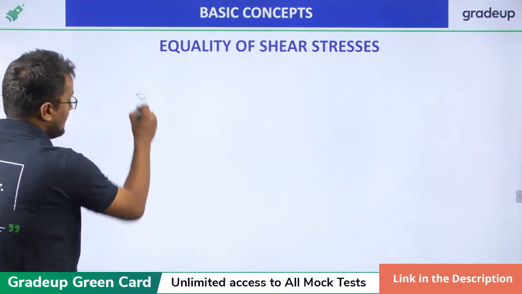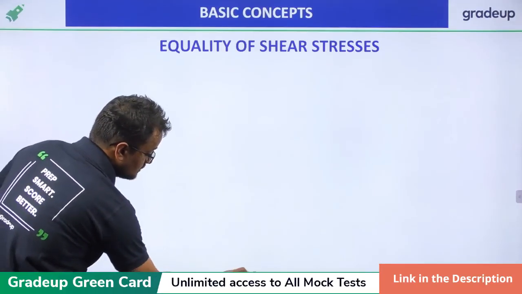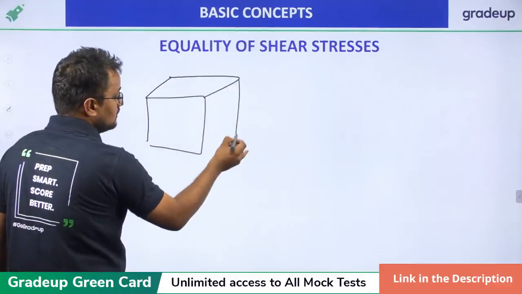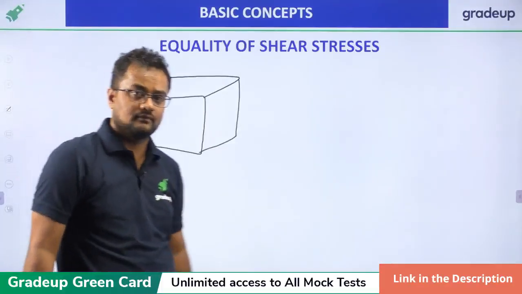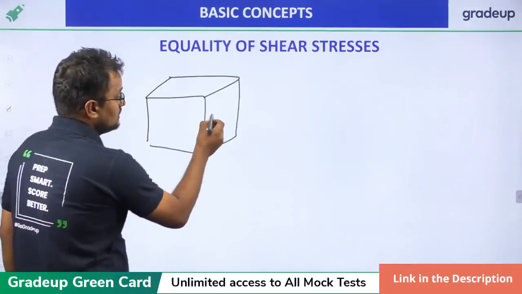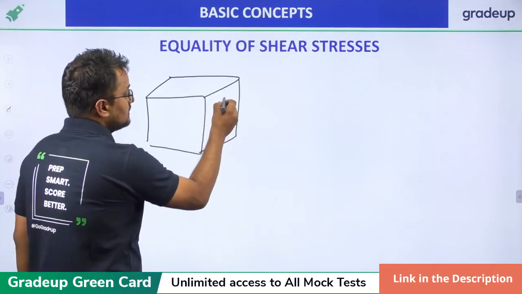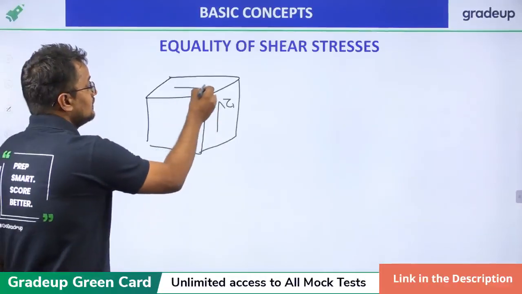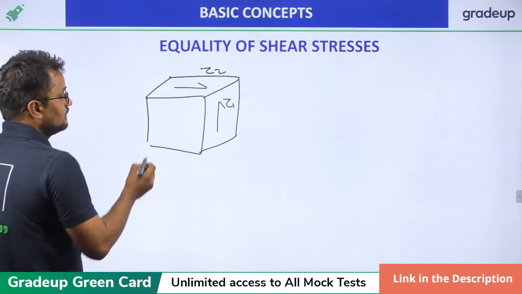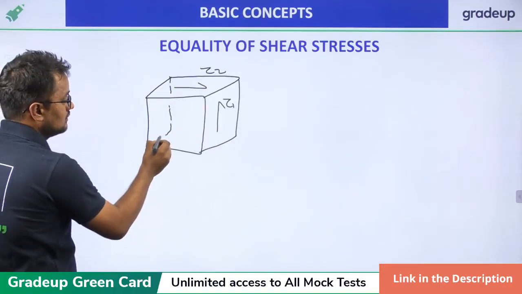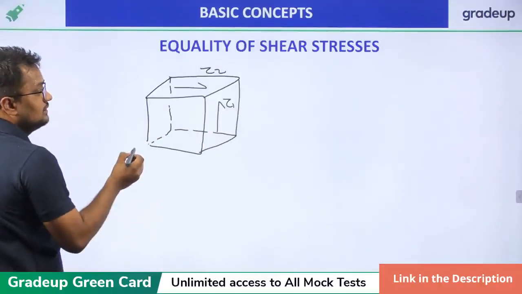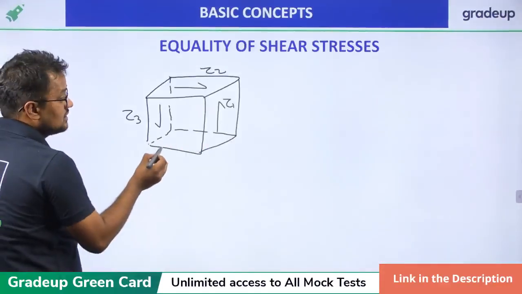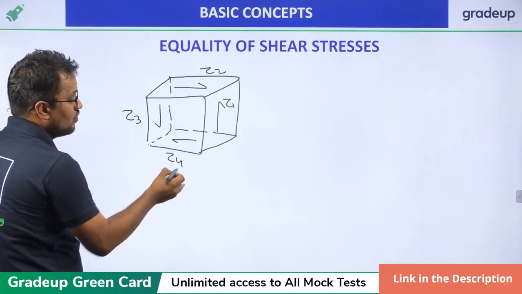Suppose I am drawing a bar here, my dear students. Suppose this is a body. I am denoting it in 3D. And suppose in this body, I have a force tau 1 here, shear stress. This shear is tangential to this plane. I have this shear tau 2 here, and suppose on this plane I am having some shear stress tau 3, and in this bottom plane I am having this shear stress tau 4.